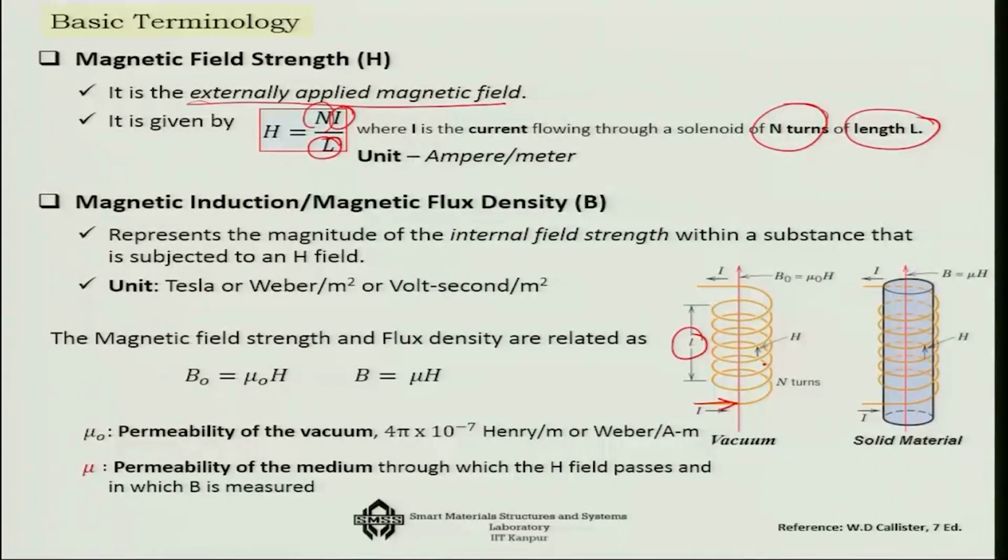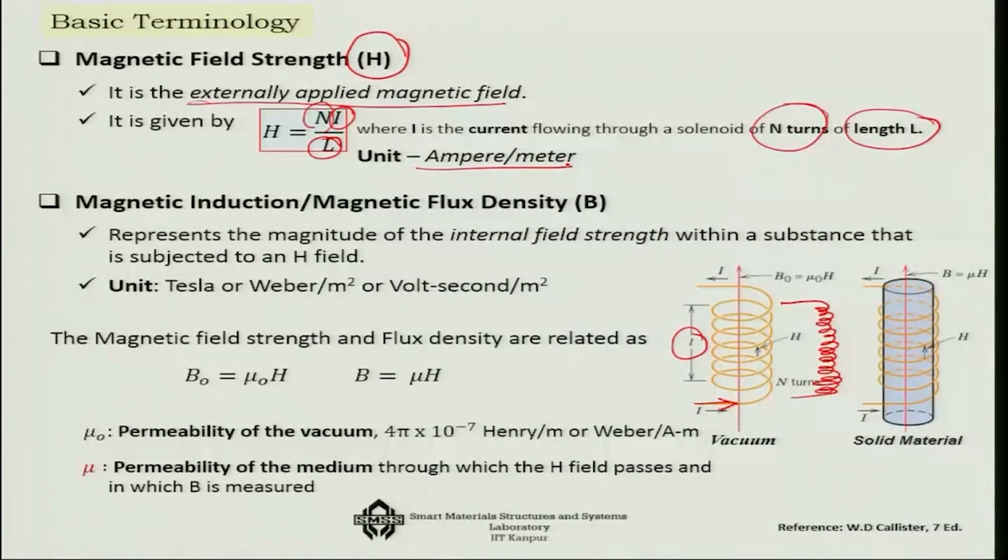If I increase the length, then the magnetic field intensity comes down. If I increase the number of turns, if I make it more dense, then I get more magnetic field out of the same length. So, the number of turns also plays an important role. H equals Ni over L, that you know now, and it has a unit of ampere per meter.